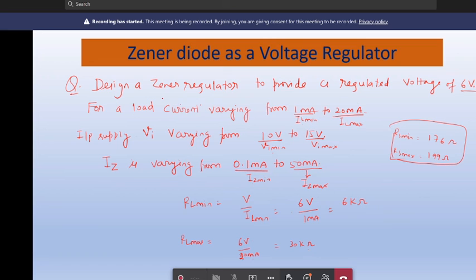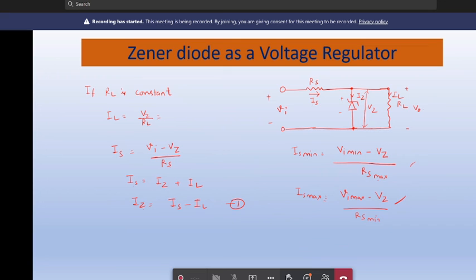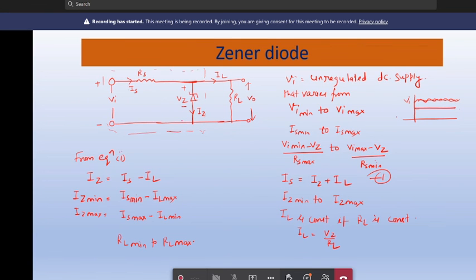You just tell me, the output regulated voltage is given, right? Consider this circuit, or any circuit you can consider. There is an RL min, RL max, right? IL min, IL max is given to you. Vi is varying, Vi min to Vi max is varying. Iz min, Iz max is given to you, right? So can you find out RL, because VO is given to you as 6 volt.